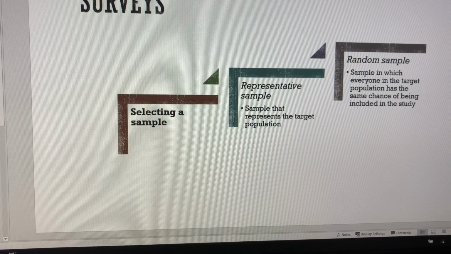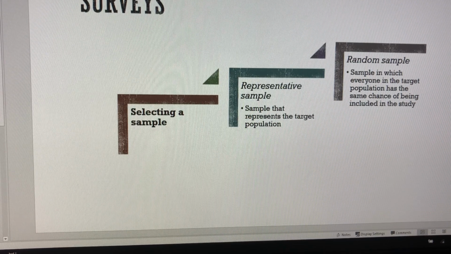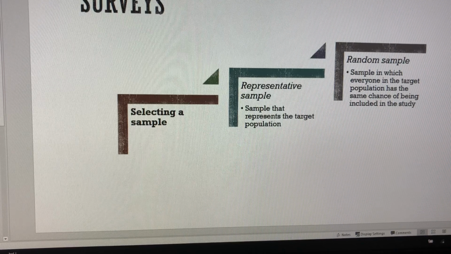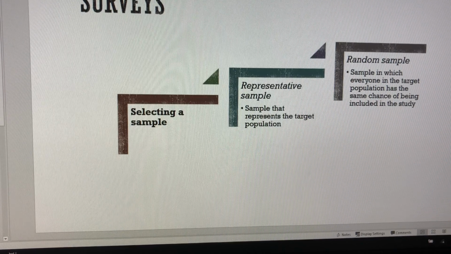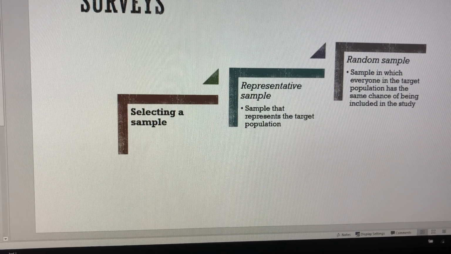Part of that has to do with a random sample. A random sample is a way of collecting material where you make sure that every person in the target population has the same chance of being included in the study. If you do that, and you select so many people out of the population, you can understand what the whole population will do based on that random sample.